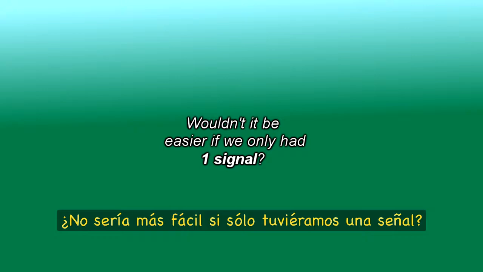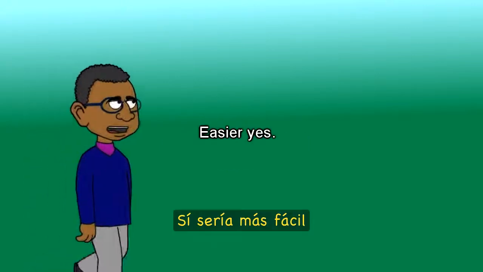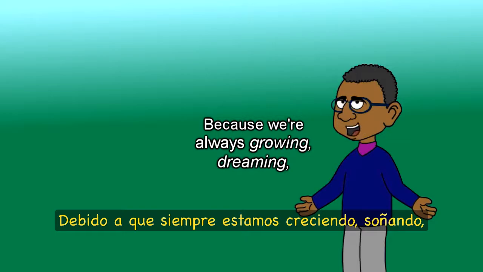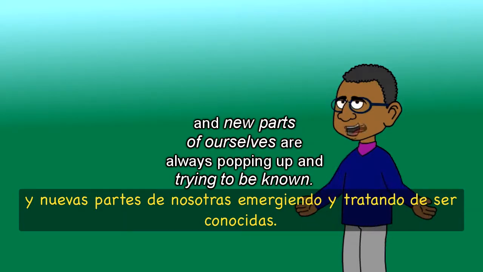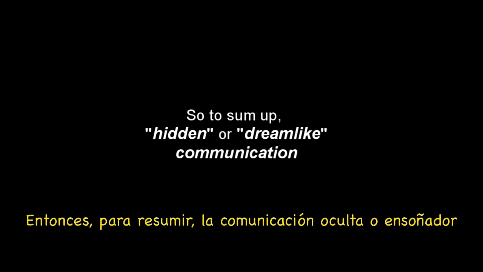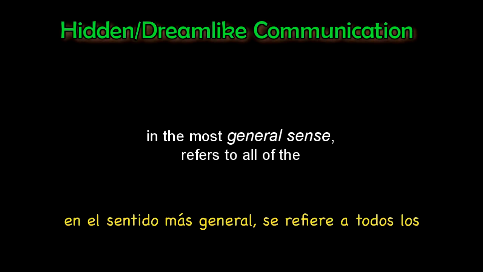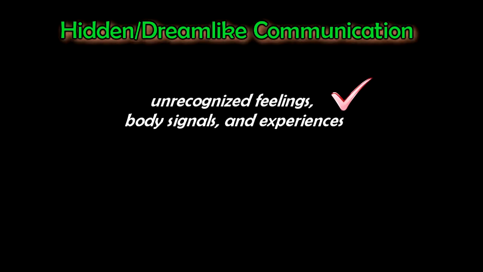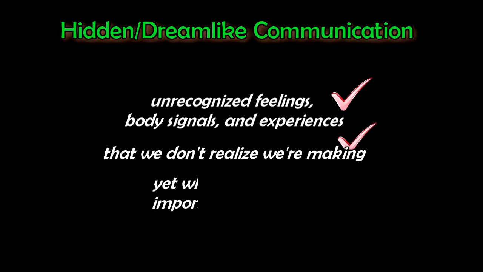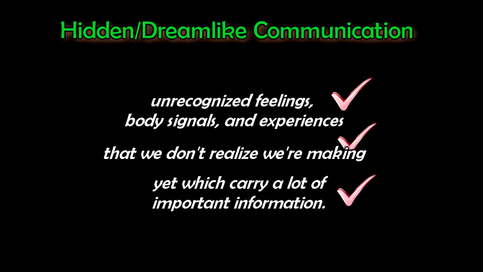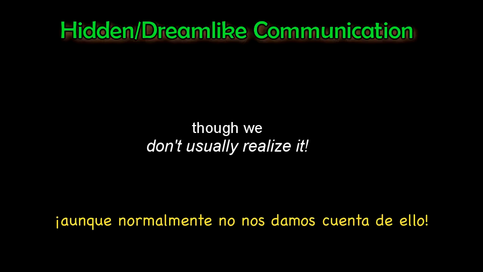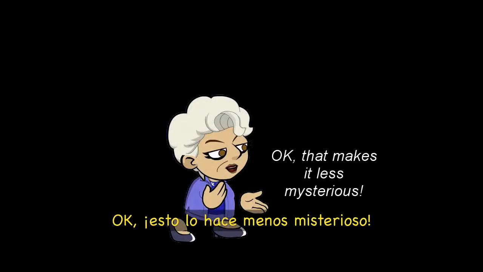Wouldn't it be easier if we only had one signal? Easier, yes. But it's natural to have two signals at once. Because we're always growing, dreaming, and new parts of ourselves are always popping up and trying to be known. So, to sum up, hidden or dreamlike communication, in the most general sense, refers to all of the unrecognized feelings, body signals, and experiences that we don't realize we're making, yet which carry a lot of important information. So they're real. Yes, you're right. They are, right there in front of us, though we don't usually realize it. Okay, that makes it less mysterious.